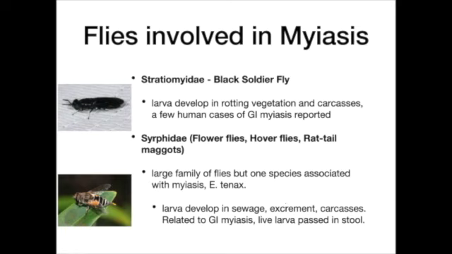Flower flies, hover flies, and rat-tailed maggots. These are a pretty big family of flies, but the Eristalis tenax is the species associated with myiasis. Their larvae develop mainly, this is the Eristalis tenax down here, their larvae develop mostly in sewage. They like feces, carcasses, dead stuff. They are related to gastrointestinal myiasis, which makes sense if they like to be in sewage. And larvae will hatch in the intestinal tract and then be passed in a living stage in stool. I see it a lot in some wild animals.